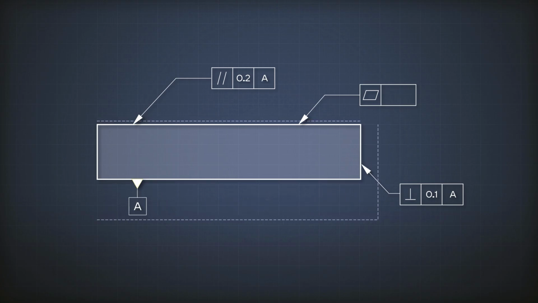But what does perpendicular with a value of 0.1 mean? How do we evaluate that? To answer this, let's look at the different types of specifications that we have. We've got 4 families of specifications. Form tolerances, which include straightness, flatness, circularity, cylindricity, and profile.